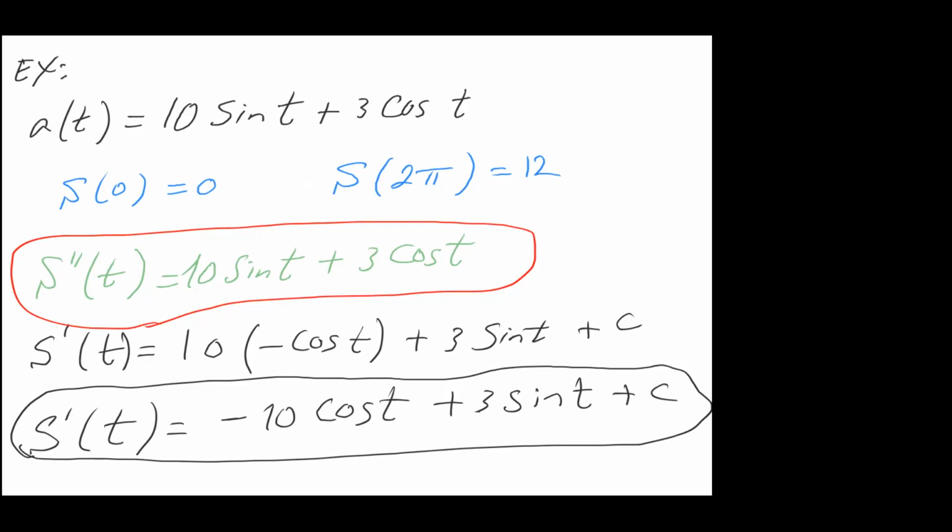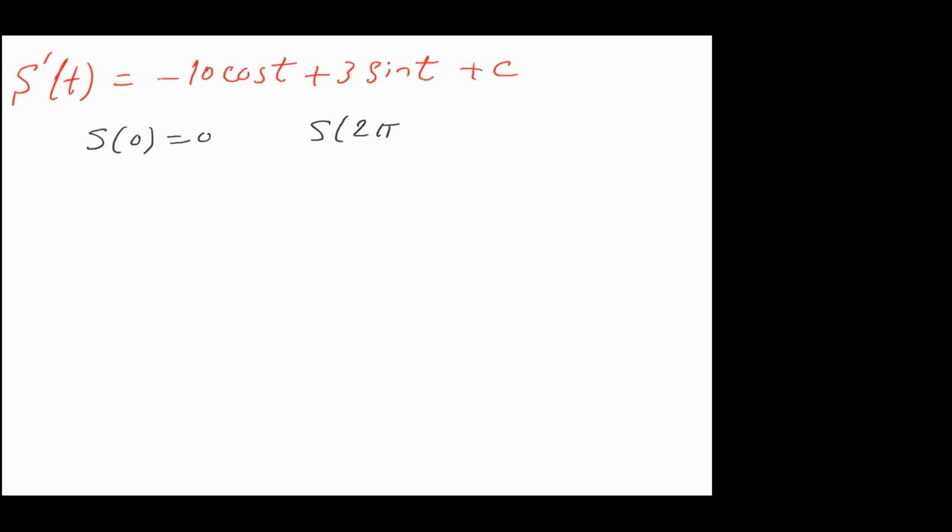Okay, so let me go ahead and go to the next page and take the antiderivative one more time. From the last page, we had s prime of t equals minus 10 cosine of t plus 3 sine of t plus c. And let's just take the antiderivative one more time. Both of my initial conditions are telling something about position. So I have s of 0 equals 0 and s of 2 pi equals 12. So I can't use any of these initial conditions yet.